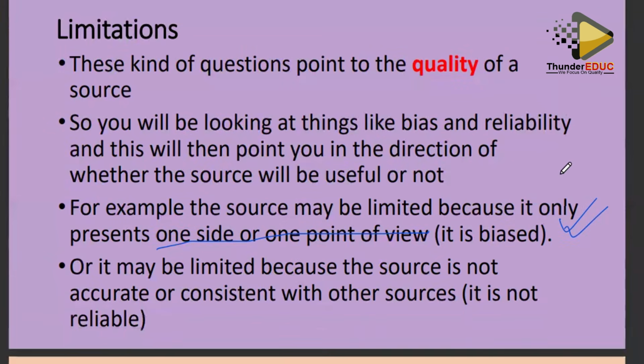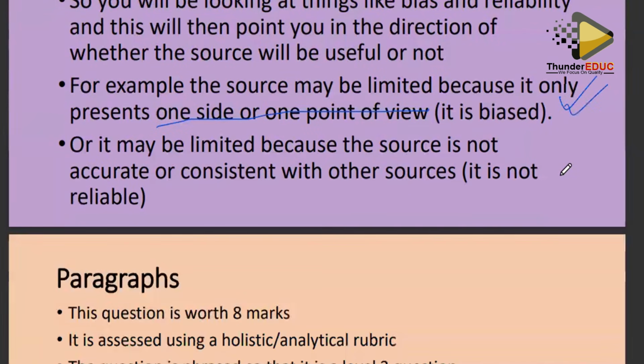Or maybe limited because the source is not accurate or consistent. If it's not accurate, it's giving us wrong information. We are looking at the South African War as an example. That's grade 10. We are looking at the Anglo-Boer War. The source is telling us that by the end of the war, the British were defeated by the Boers. That is completely wrong information. We know the results of the war, and we know what happened because we have studied history. So that source is limited because it's giving us inaccurate information. It's giving us wrong information.